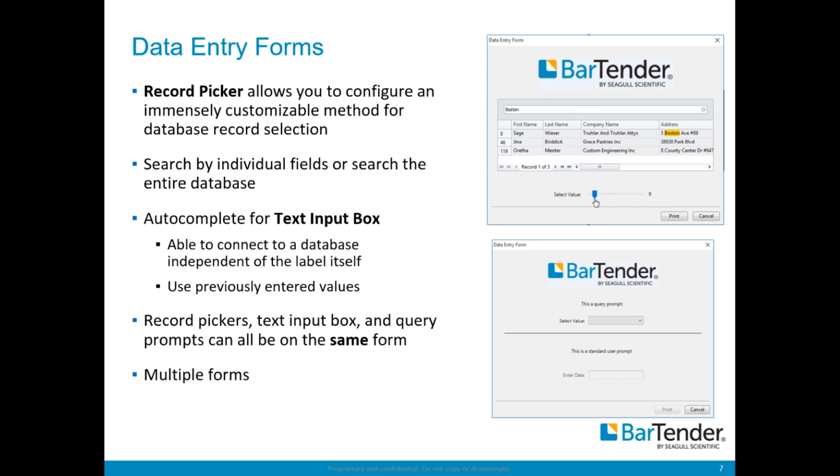Now for the text input box, we still offer the text input box as in version 10.1, but we have now added an autocomplete feature. As you would expect, Bartender has the ability to store values that were previously entered. This just helps your end user enter the data that they need to print. However, we take that a step further by giving the text input box the ability to connect to a database for the suggestions of what the input is.